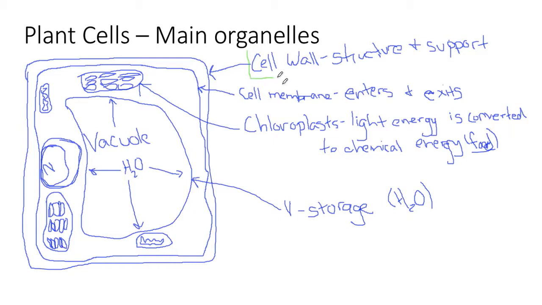So the cell wall and the chloroplasts and that large vacuole are going to be found only in plant cells.